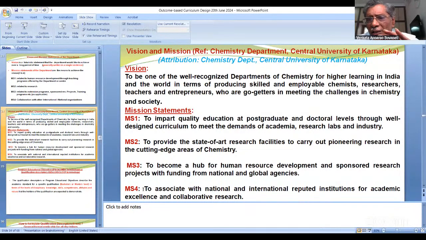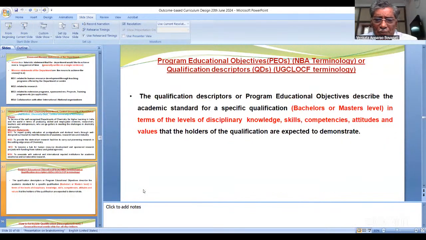Right. See, vision and mission statements also carry weightage, whether you go for NBA accreditation or NAAC accreditation. You should have well-drafted and realizable vision and mission statements. The institute will have its own vision and mission statements, but each department should have vision and mission statements. Program educational objectives describe the academic standard for a specific qualification in terms of levels of disciplinary knowledge, application of knowledge, skills, competencies, attitudes, and values that the holders of the qualification are expected to demonstrate. Right?